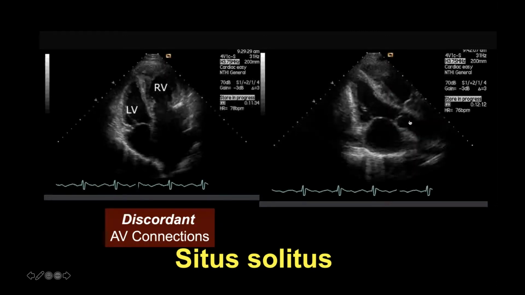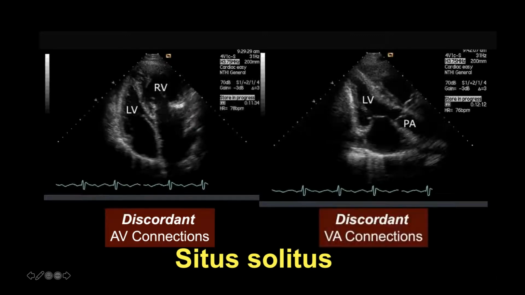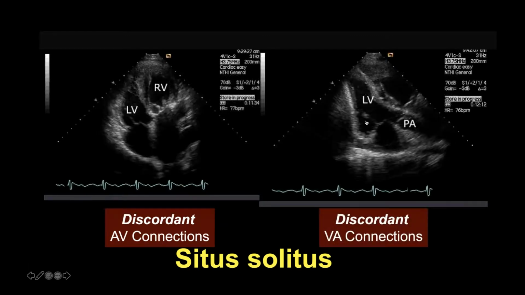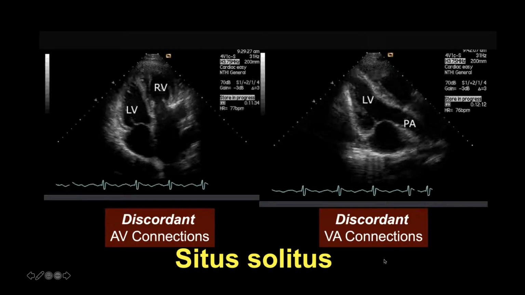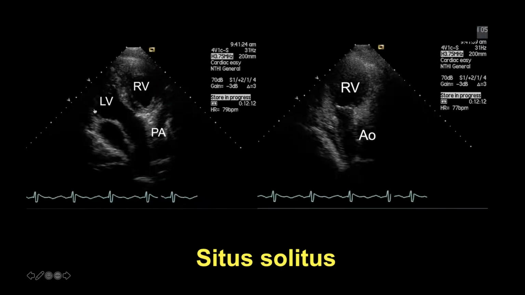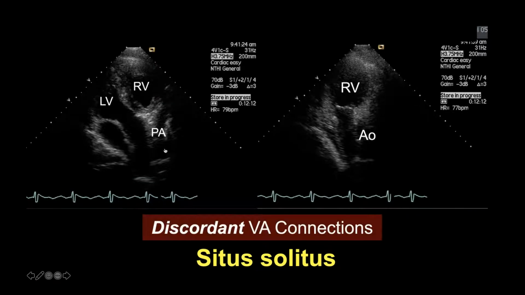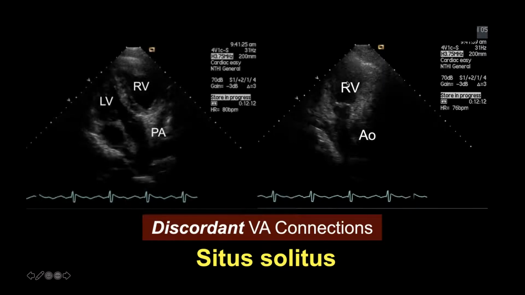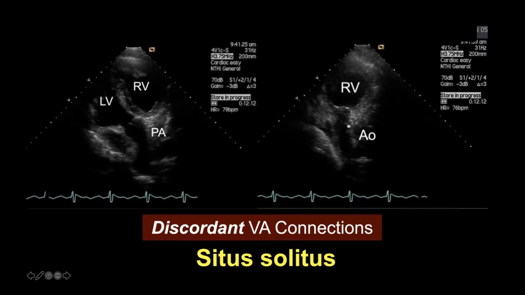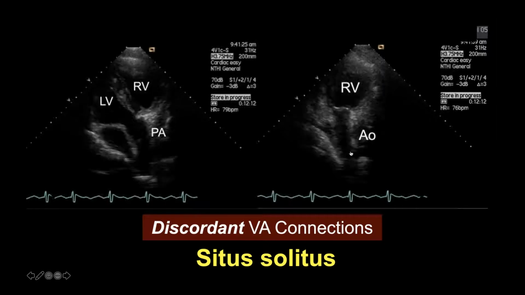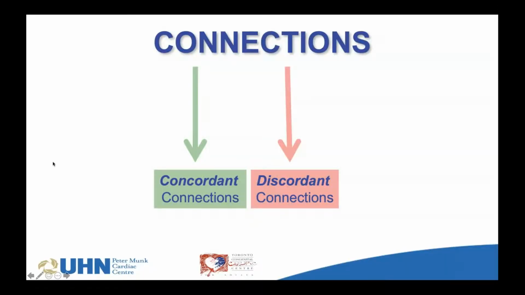This is a very short trunk, and this trunk is then the pulmonary artery, and you have a discordant VA connection. If you take the same patient here with the pulmonary artery here, LV to PA, and the right ventricle connects to an artery which has a very, very long segment, which is the aorta. So there's a discordant VA connection.